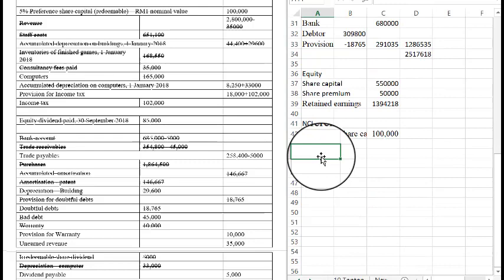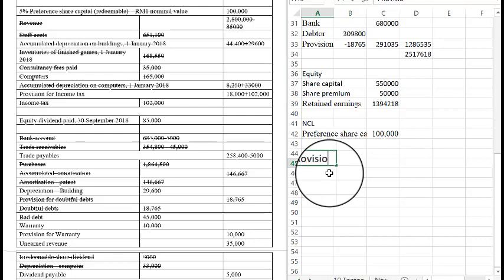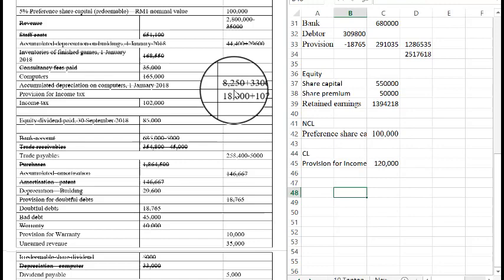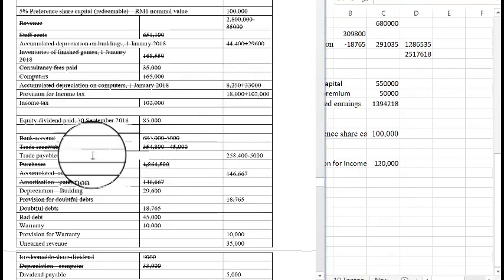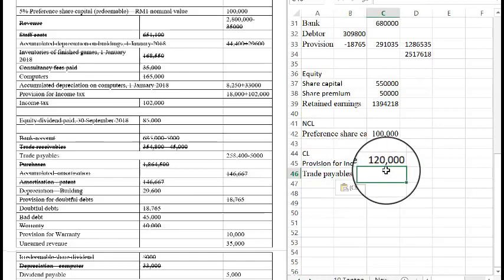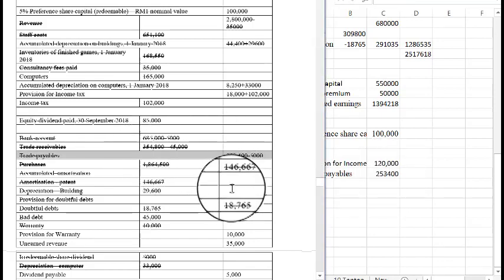So next one we'll have our current liability. So in your current liability, first one you have your provision for tax, income tax. Total is 120. So this one done. Then you have your trade payables. Now your trade payables in total is minus 5,000. So you have 253,400. So this is also done.